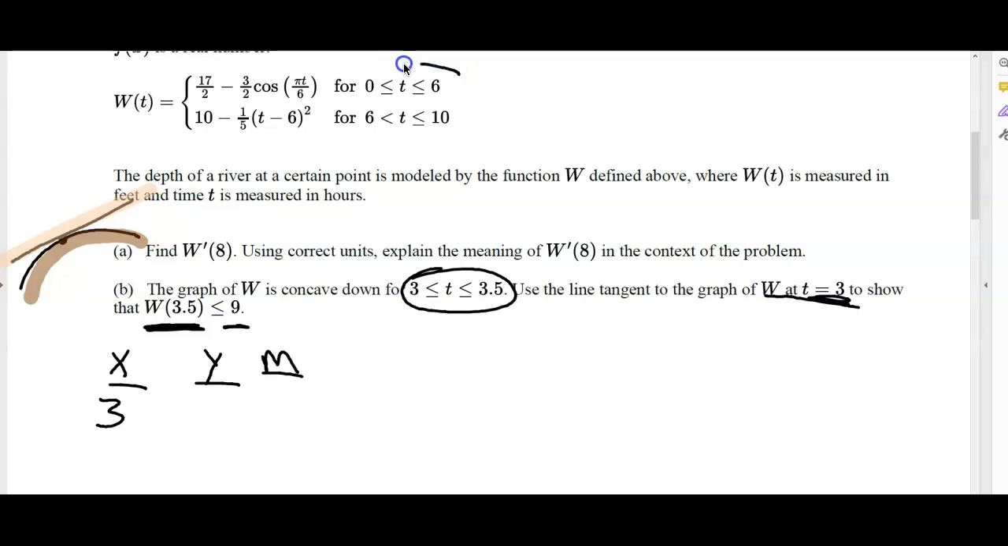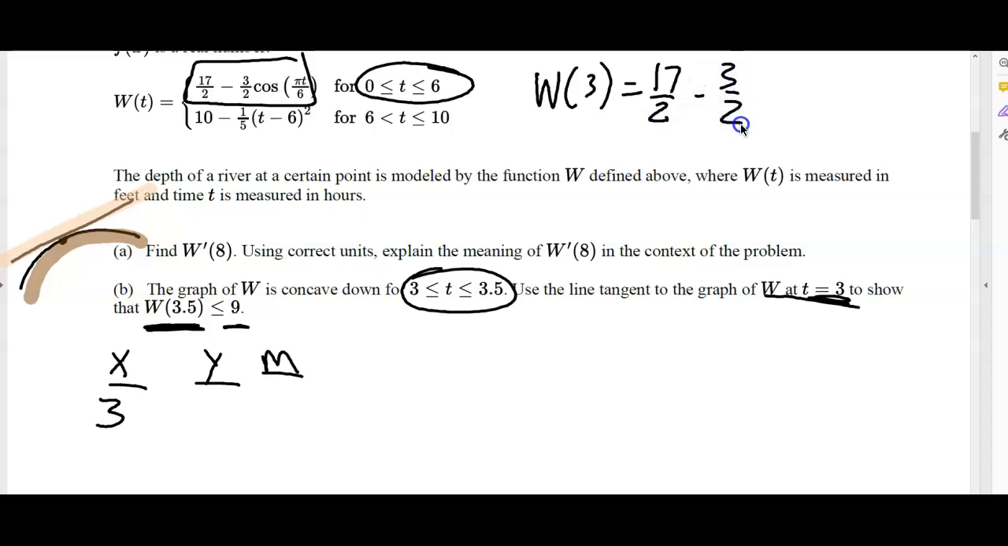Now, since I'm at 3, I'm going to be using this interval and therefore this piece here. So w of 3 is equal to 17 over 2 minus 3 over 2 cosine of pi times t over 6, which is 3 over 6. Now, 3 over 6 reduces to pi over 2. And this is where trigonometry can come in handy, because this is not a calculator-based test or question, and therefore we can't really use our calculator. We have to actually be able to figure this one out.